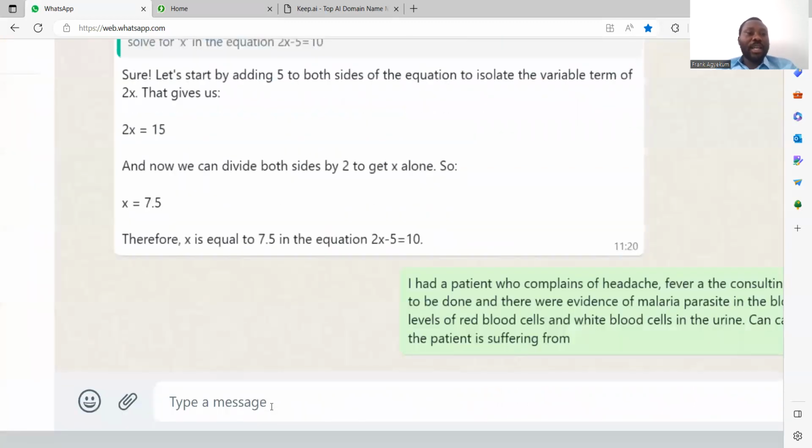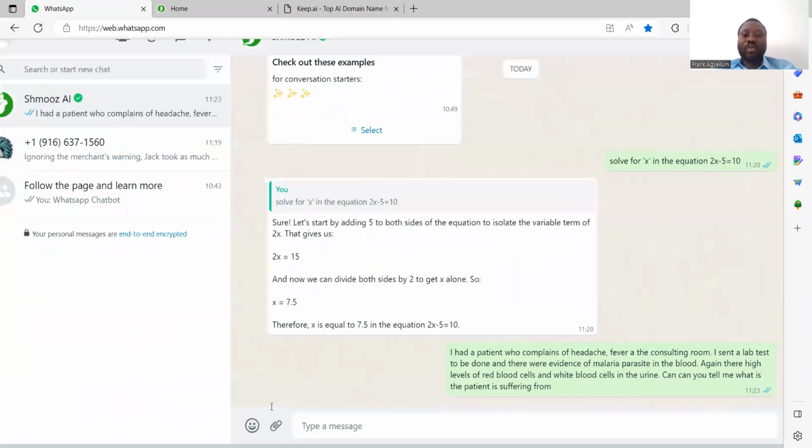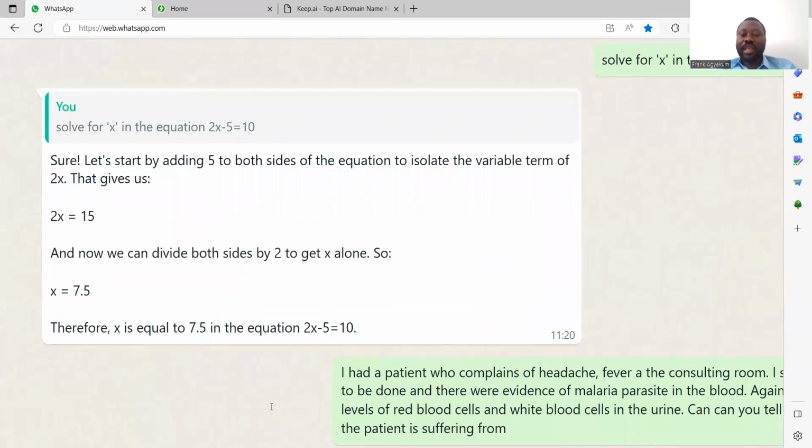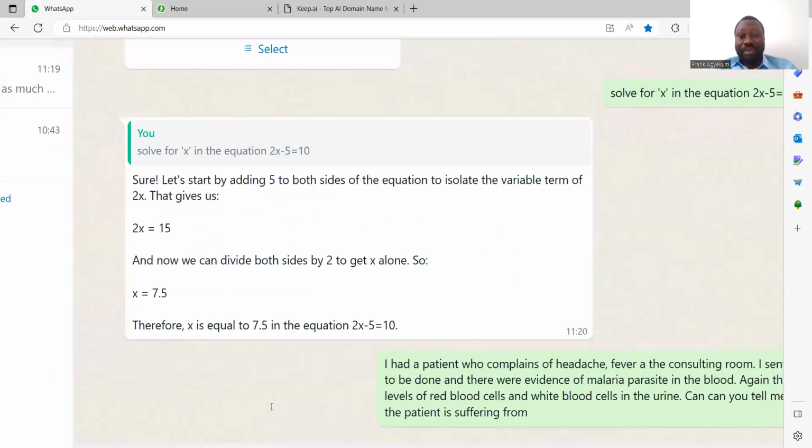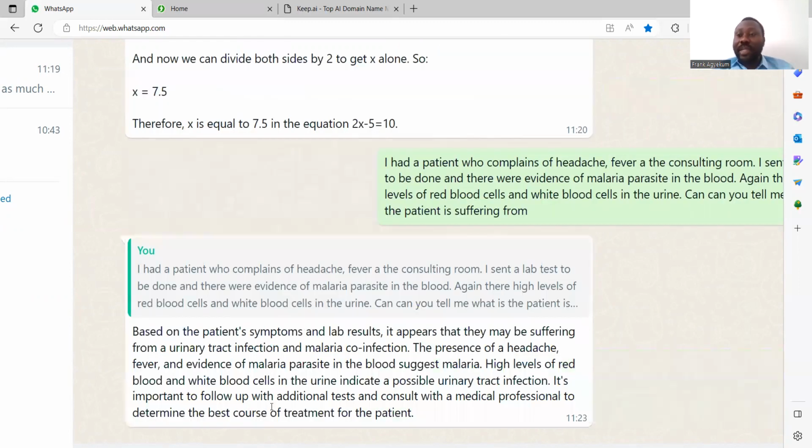Okay, so we have given Shmooz-ai something to solve for our patient. In fact, it is going to predict, because it is a prediction, and normally they warn that there are some limitations. It is good for you to also check very well, not always rely on it. It's going to at least give you an idea or a prediction. So we have the answer.